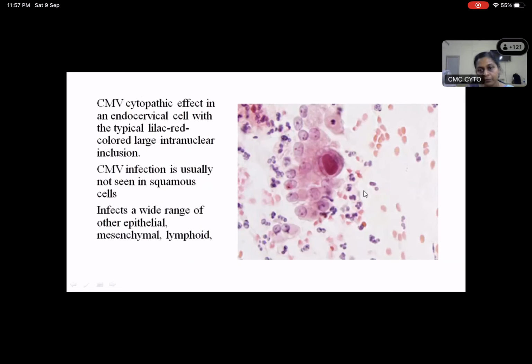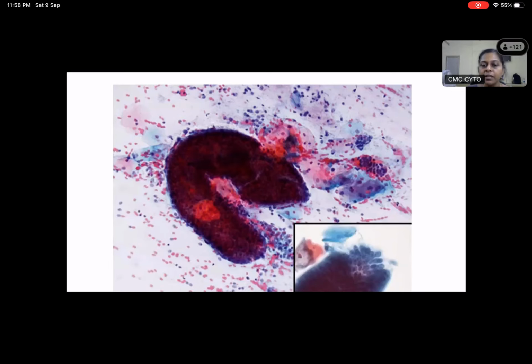This is CMV. CMV shows this lilac colored intranuclear inclusion. We need to remember that CMV is not seen in squamous cells. It can be seen in endocervical cells, mesenchymal cells and lymphoid cells in a cervical smear, but will not be seen in squamous cells. It will be seen in endocervical cells only. 8th case was L-cell, again discussed by Dr. Hemant in detail.